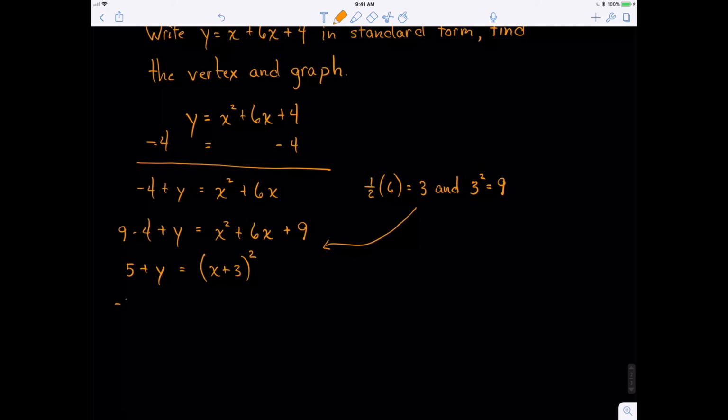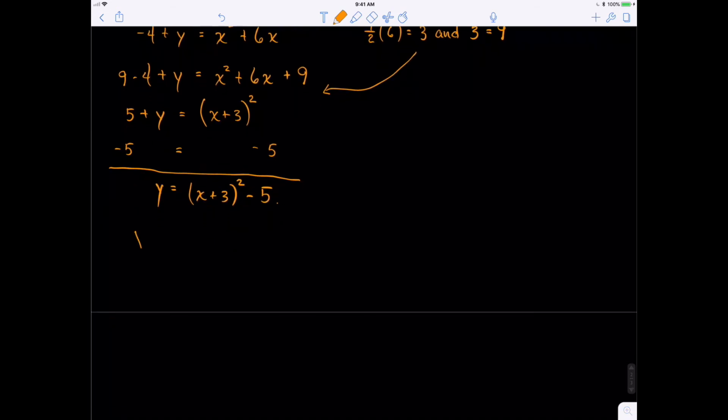My last step is to subtract the 5 from both sides. Now I have y equals x plus 3 squared minus 5. And from that we can find our vertex. Our vertex is, we take the number in the parentheses and we change its sign. So we have positive 3 in the parentheses, so it becomes minus 3, comma, then we just take the ending constant, which is negative 5. That's where my vertex is.